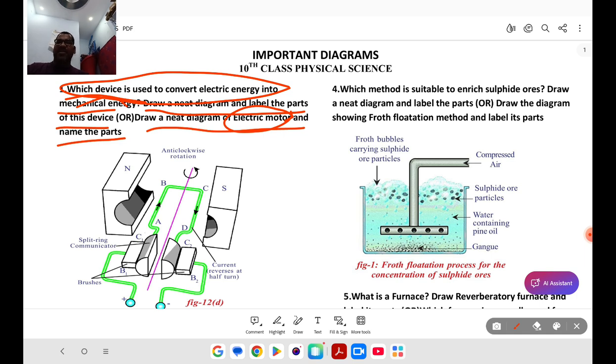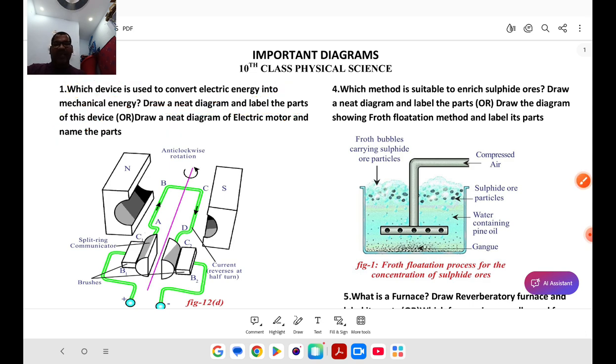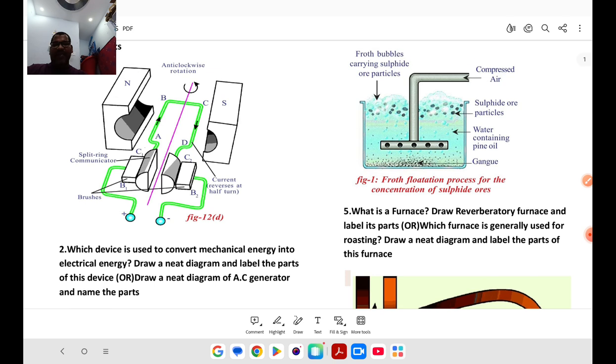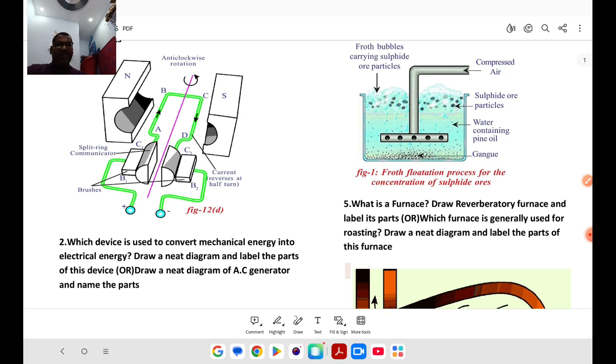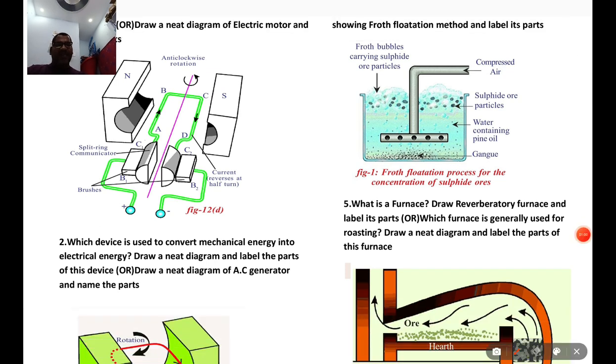So you need to understand the question and draw the diagram. For "draw the neat diagram" as well as "label the parts", "name the parts" is also given. So labeling is also very important. Don't forget to do the labeling. Look at the diagram, how the diagram will be. You will get the diagram in the textbook. Don't worry about this. The diagram will be easy if you practice more.